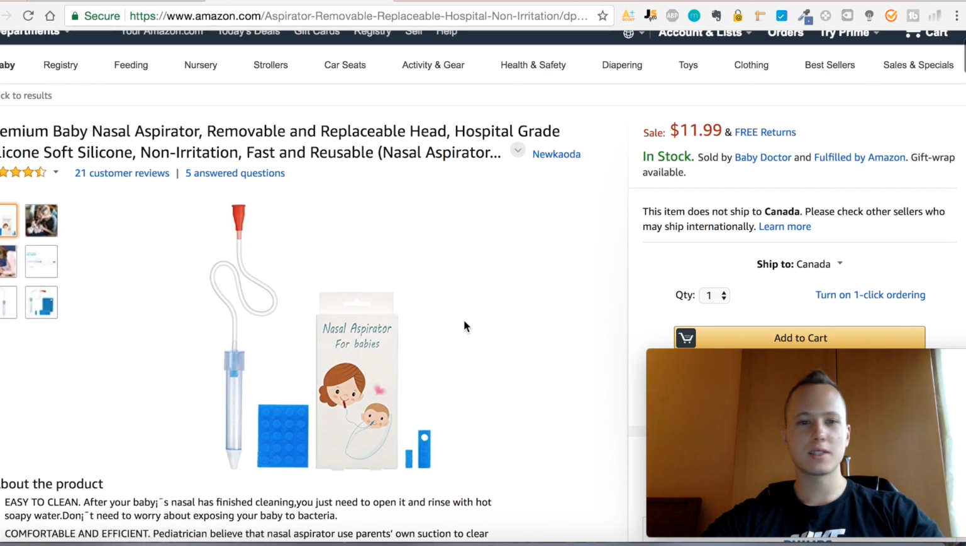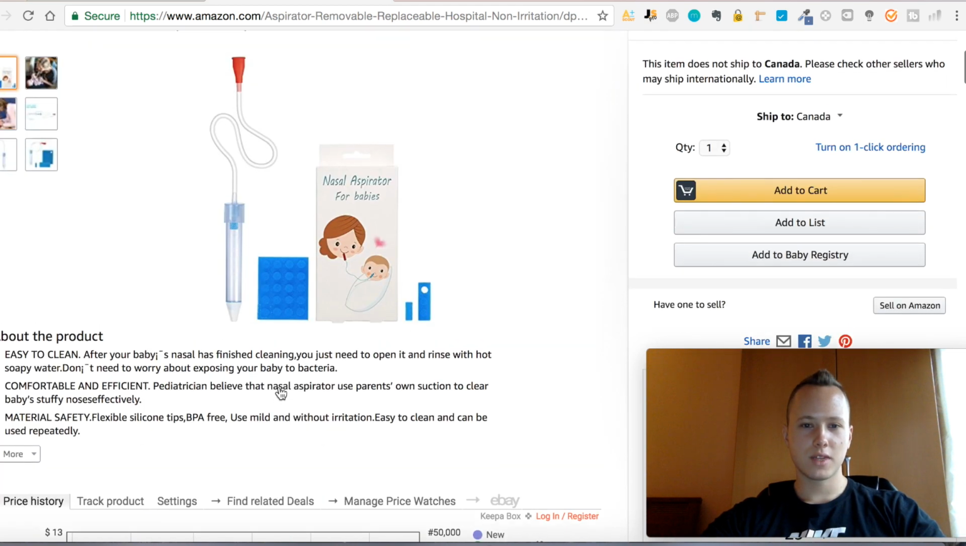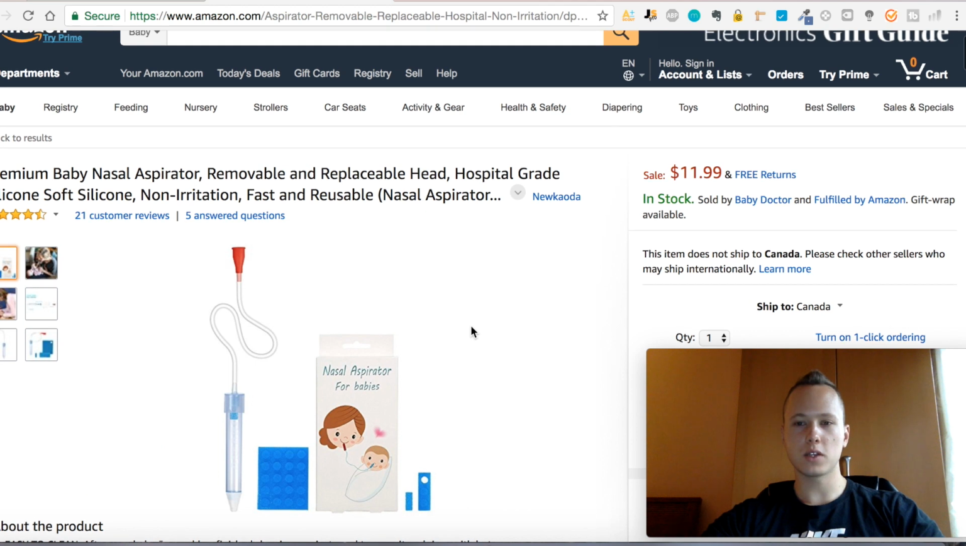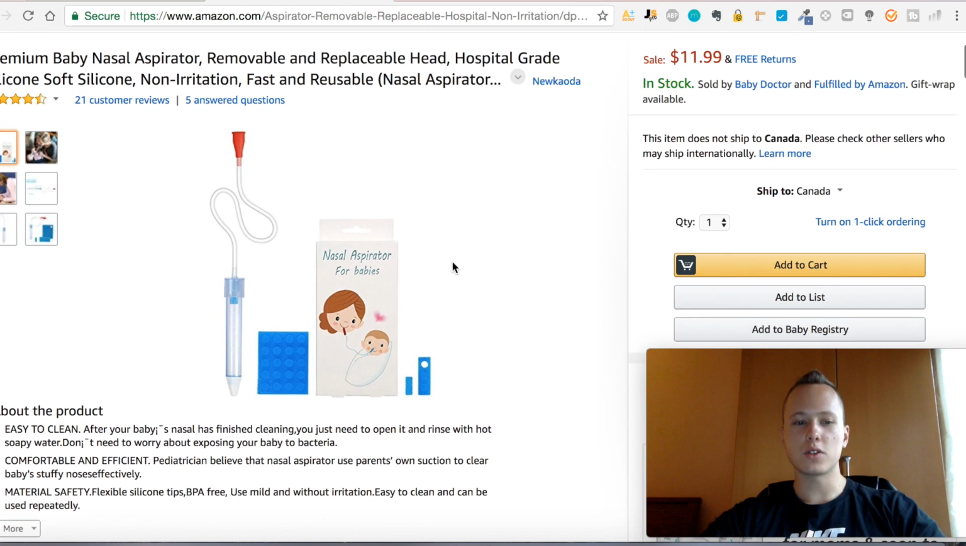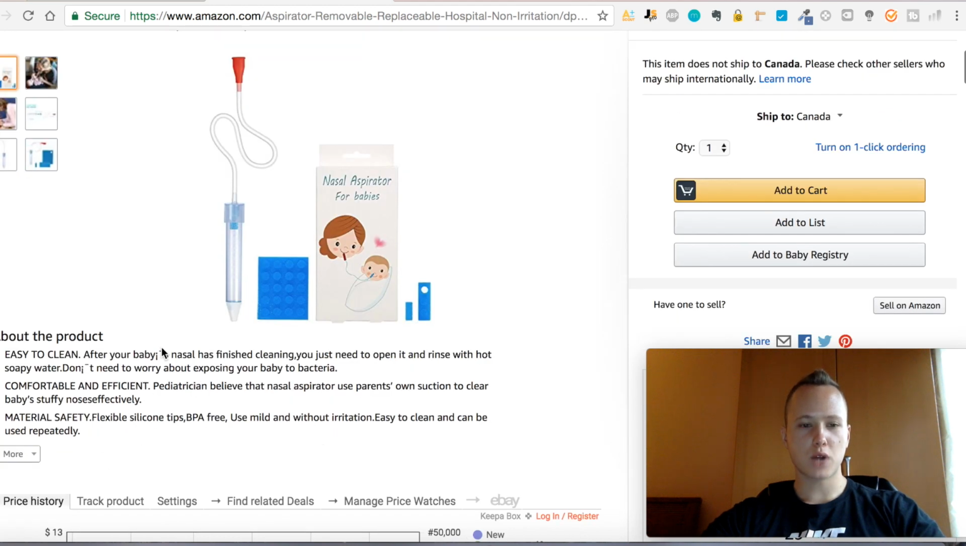So what I'm saying is, the state of Amazon right now, there's so many sellers that don't know what they're doing. This listing literally looks like a Chinese piece of crap for $12, and I don't even know what brand this is, like New Coda, you don't even know. So obviously, look at the listing, there's problems here.